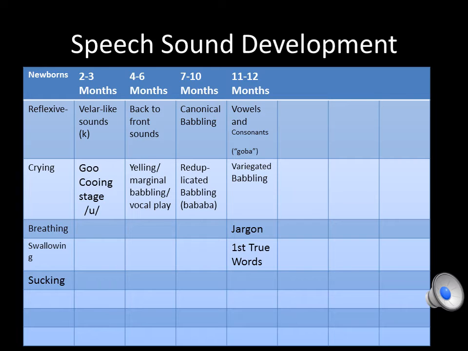Before you hear those first true words, you hear some sound combinations that almost sound like a true word that a child might use over and over again, but it has no referent or meaning. So they might say, abba, abba, abba. And it sounds like a word, but they're not really meaning anything. So that would be called a proto-word.